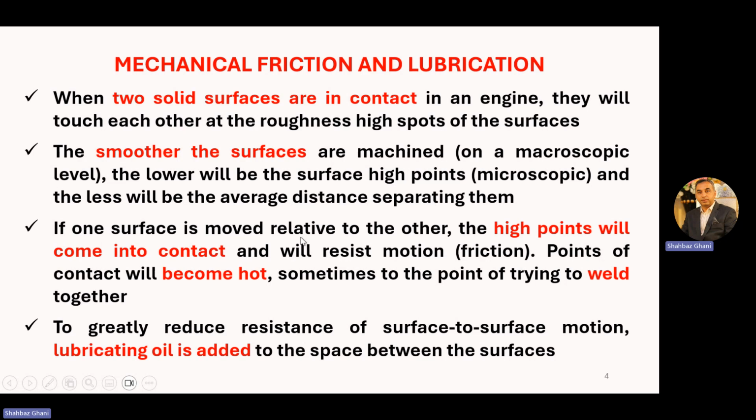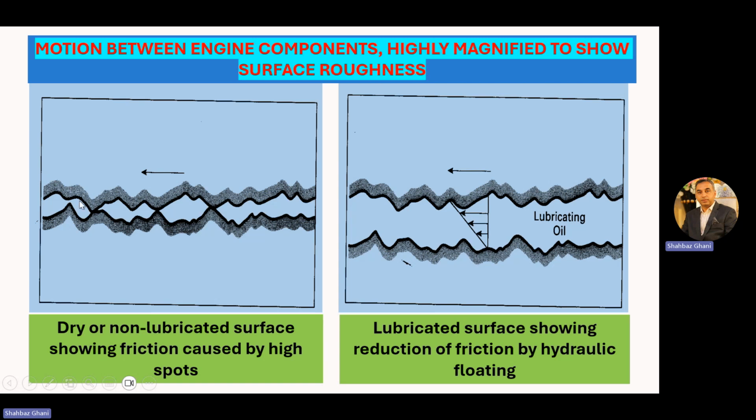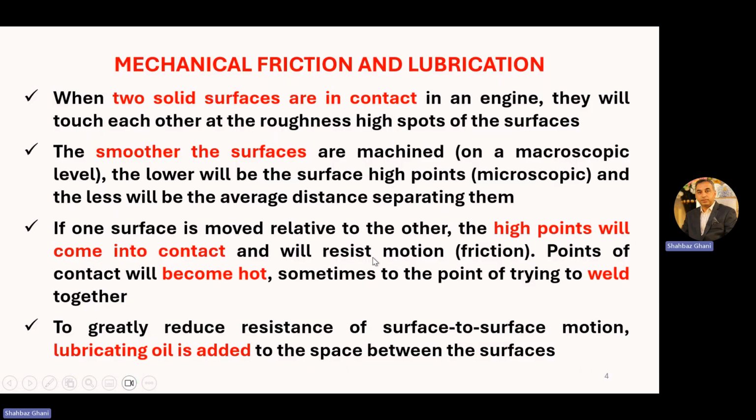If one surface is moved relative to the other, the high points will come in contact and will resist motion, producing friction. So if we move one surface, the high points of the upper will come in contact with the rough points of the lower surface and will resist motion, and friction will be produced. The points of contact will become hot, sometimes to the point of trying to weld together. So sometimes they become so hot with their movement or friction that they try to weld together.